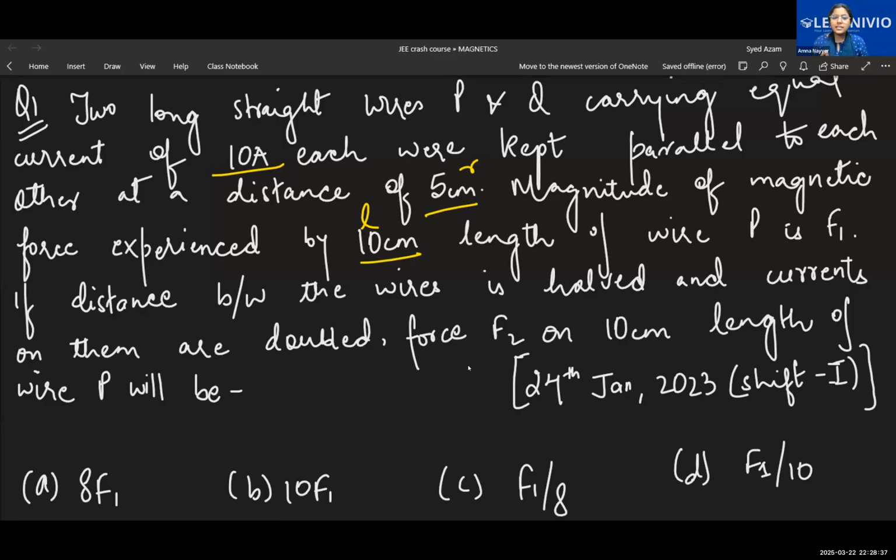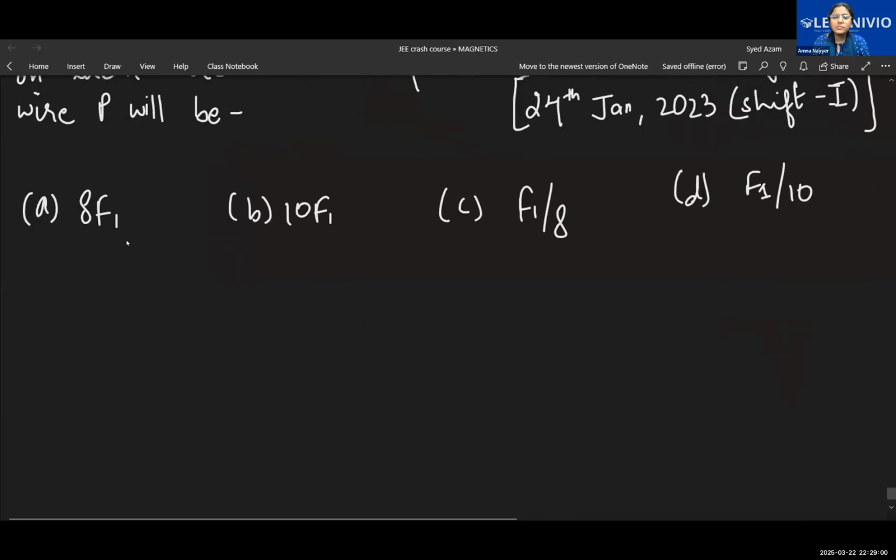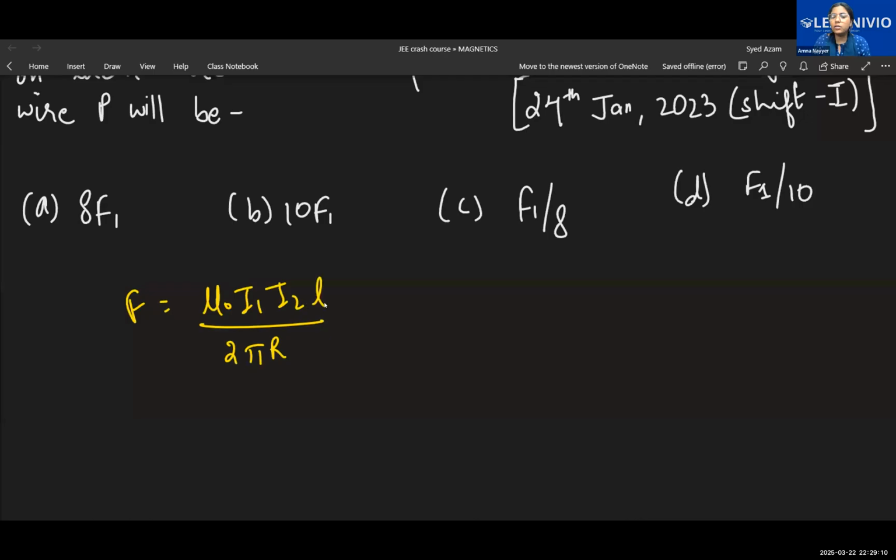You just analyze. For you, the entire first four lines were of no use. Just focus on the last two lines. It is saying distance is halved and current is doubled. So you have to check what factors can occur. Clearly, by now you should be able to figure out from the options which option is right. You know the formula: F is equal to mu naught I1 I2 divided by 2 pi R, into length. Now the currents are also the same.